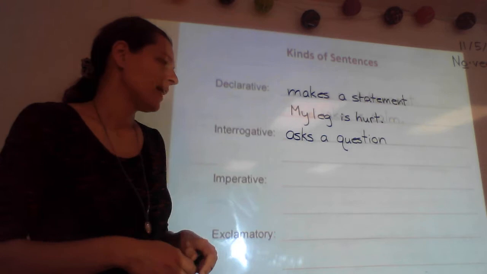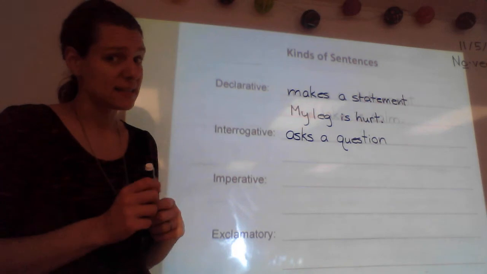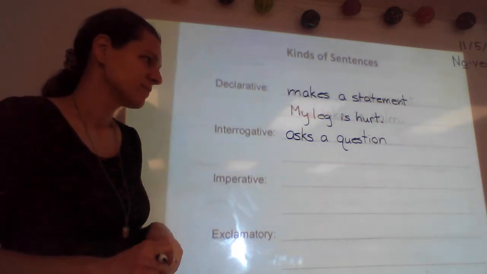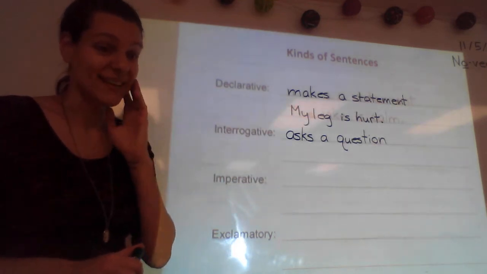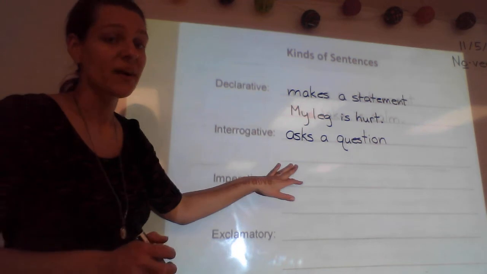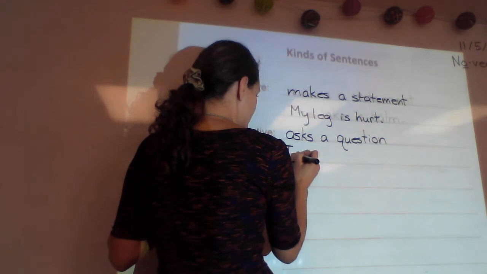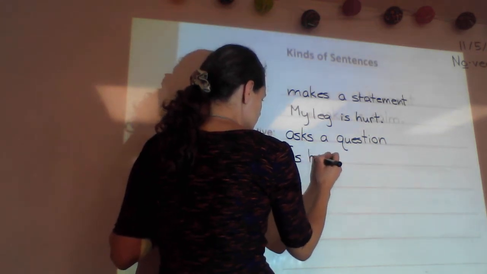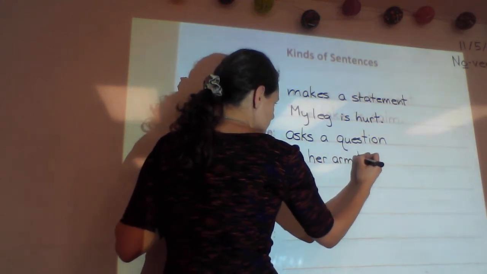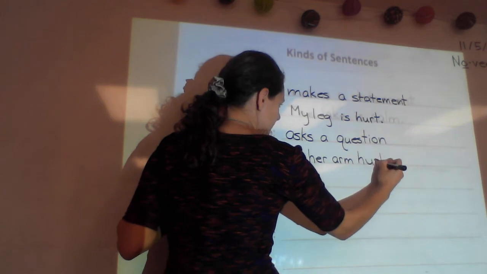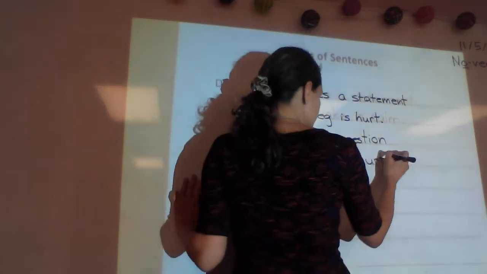All right, I want to make sure that we checked our sentences. I really hope we did. I guess I'll just go ahead and write it, and then you'll see if you checked yours correctly or not. Class, what was our sentence? Good, is her arm hurt? Starting with what kind of letter? Good, a capital. And what kind of end mark do we need after an interrogative sentence? Good, a question mark.